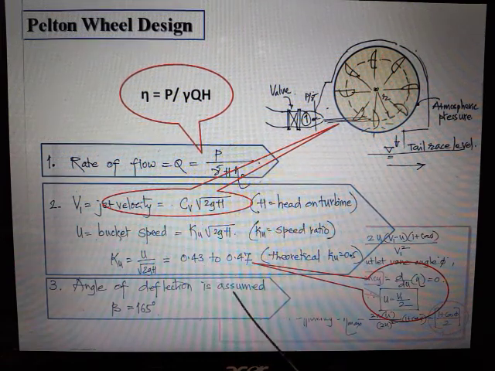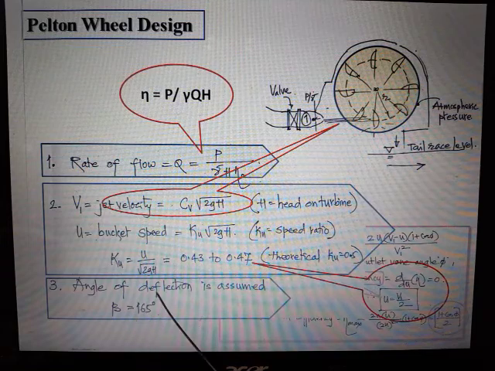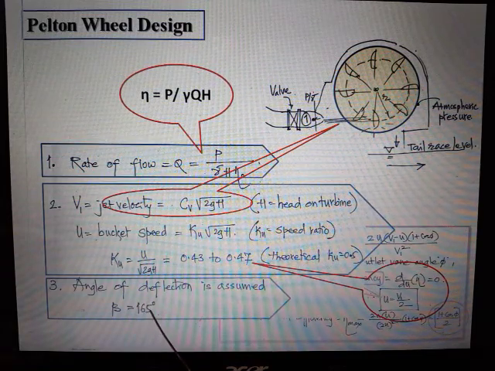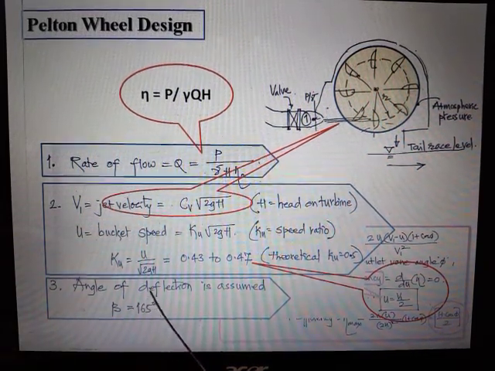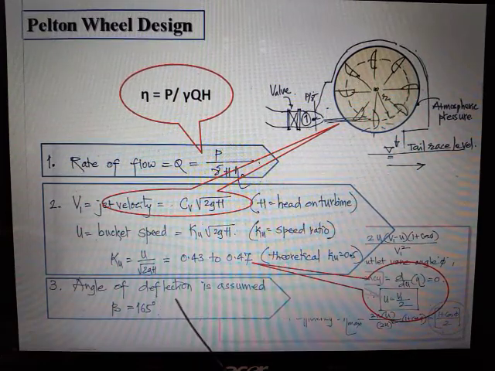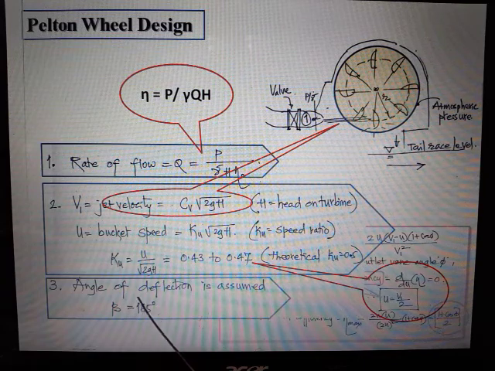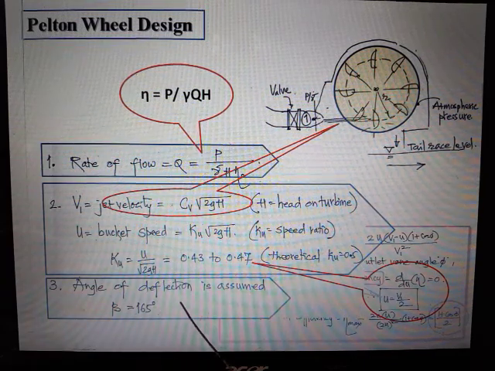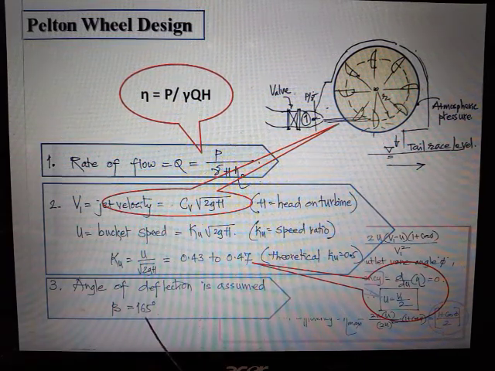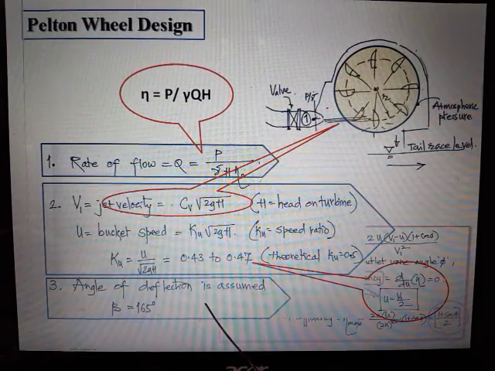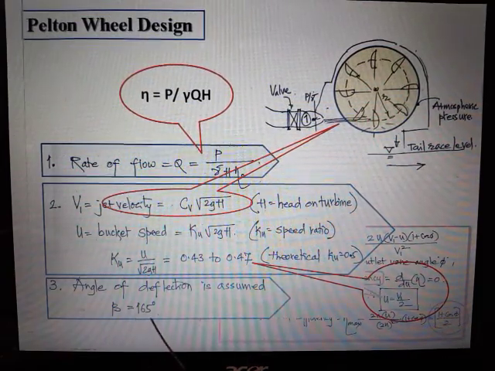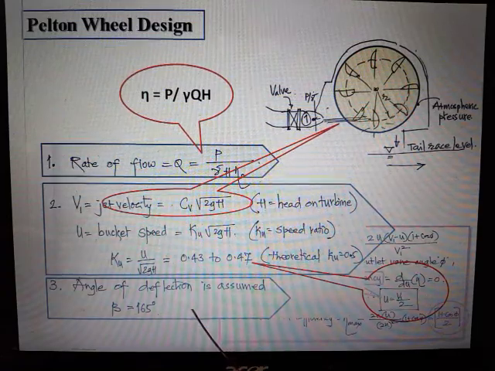The angle of deflection is not made 180 degrees, but it will be taken as 165. So our calculation for phi becomes 180 minus 165, that is 15 degrees. If it is 170 degrees, then phi becomes 10 degrees. If it is 160, then the value of phi for our calculation becomes 20 degrees.